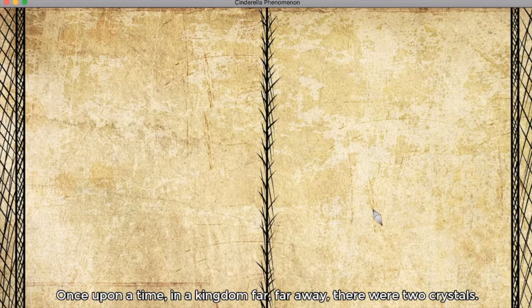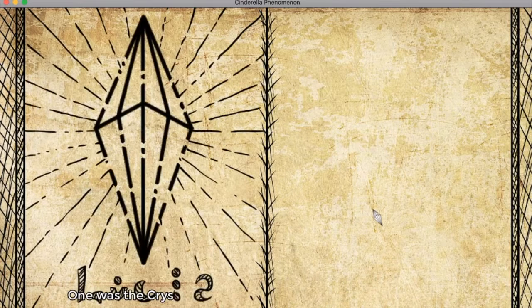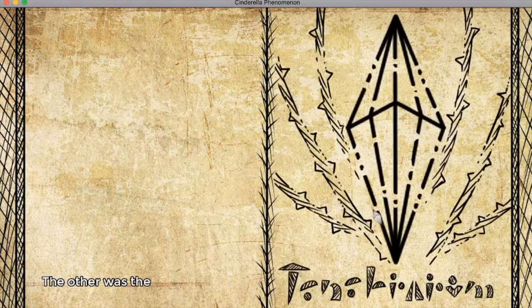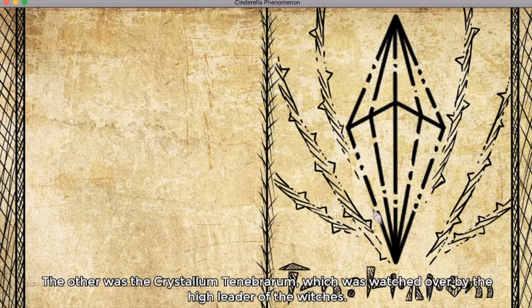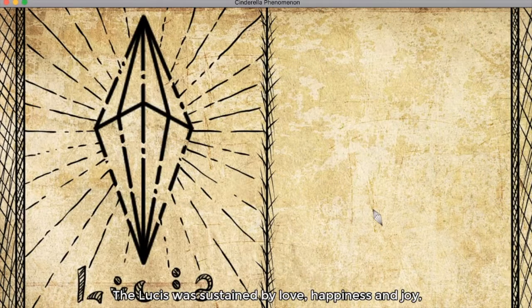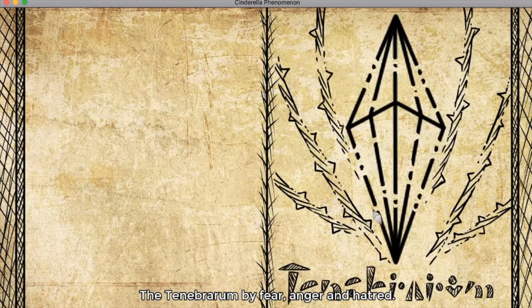Once upon a time, in a kingdom far, far away, there were two crystals. One was the Crystallum Lucius, protected by the ruler of the fairies. The other was Crystallum Tenebrarum, which was watched over by the high leader of the witches. The Lucius was sustained by love, happiness, and joy. The Tenebrarum by fear, anger, and hatred.